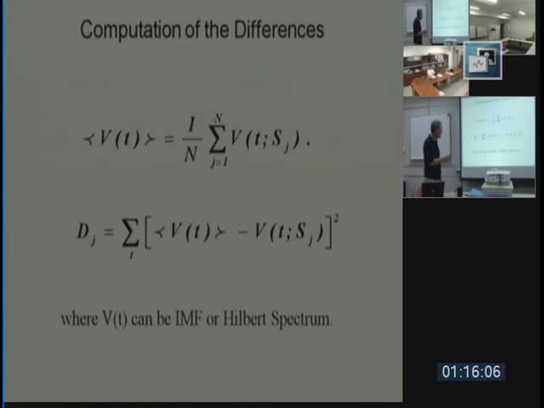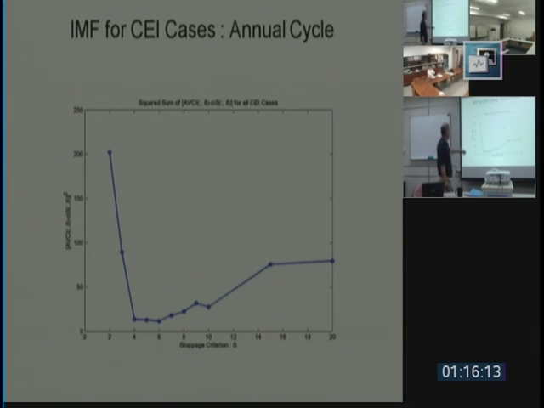The average value minus the individual case squared. So here's what I got. If I use stoppage criteria 2, the difference is very large. At 3, it's getting better. At 4, you get small. And after 4, it stays about the same, and eventually it picks up. So if I want to have a value near the expected value, I should select somewhere around here.